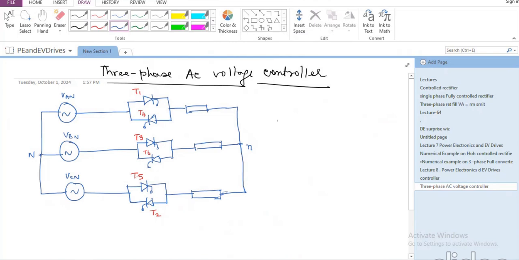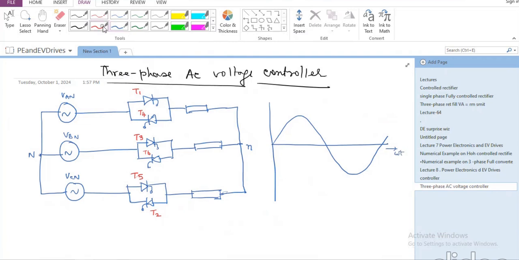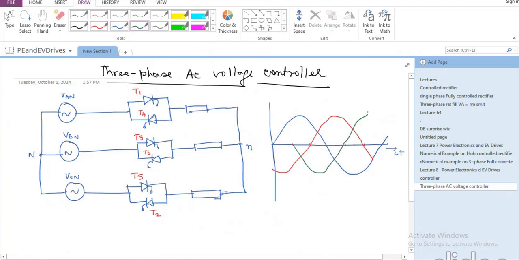Okay. Now let us draw the three-phase voltage waveform. So let me first of all draw, this is A phase. And let me say, I'm dividing it into 60-degree intervals. So this is B phase voltage. And I'm going to show this as C phase voltage. Okay. So let us say this is VAN, this is VBN, and this is VCN.